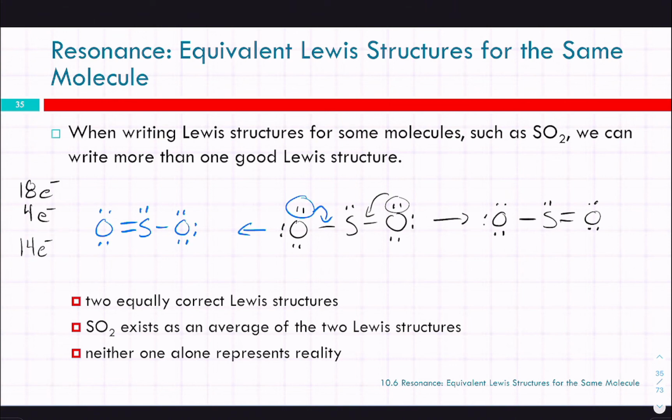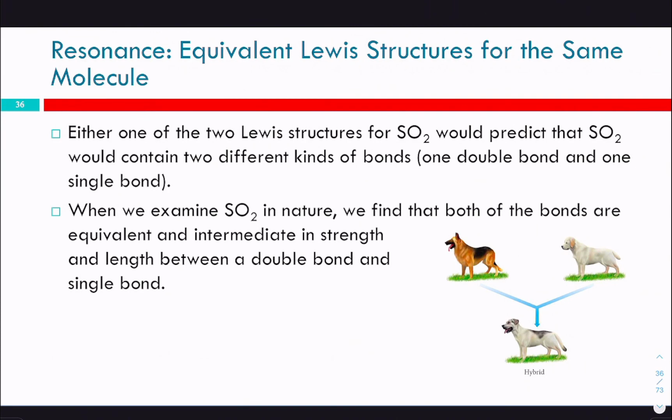These are called resonance structures, and they're both correct. But in reality, it's more of a hybrid between the two. It's not the double bond on one or the double bond on the other necessarily. Both of them predict that it would have 2 separate kinds of bonds. In reality, like breeding dogs, you end up with a hybrid between a double and a single bond. So it's like a bond and a half. Those 2 bonds are intermediate in strength and length between a double bond and a single bond. It's halfway between the length and halfway between the strength as well.